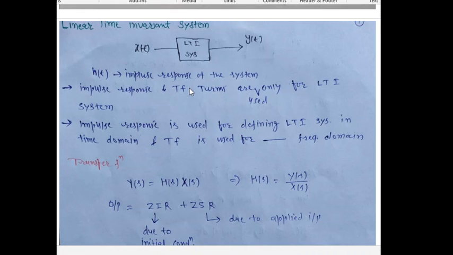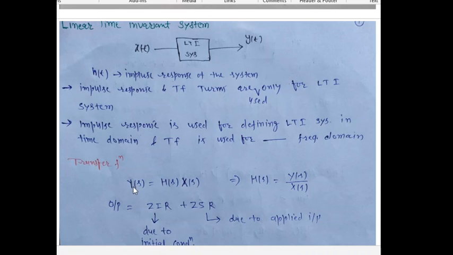Impulse response and transfer function terms are only used for LTI systems. Impulse response is used for defining an LTI system in the time domain, and transfer function in the frequency domain. The transfer function of this system is given by this equation: Y(s) equals H(s) X(s), and H(s) equals Y(s) over X(s).